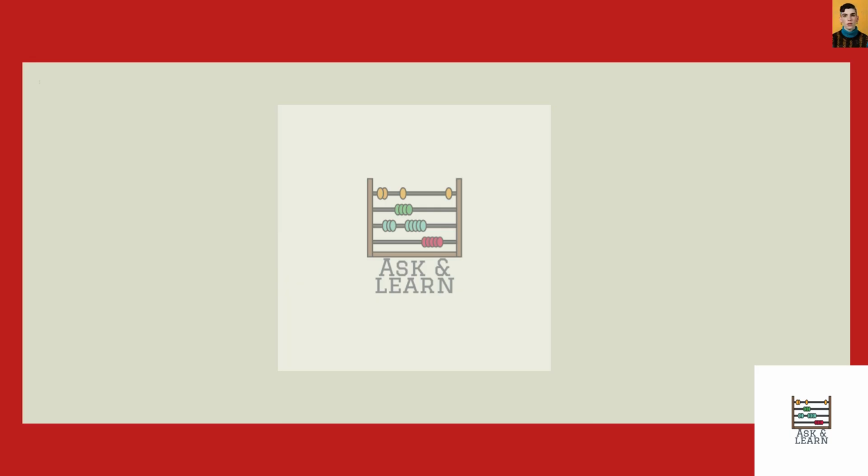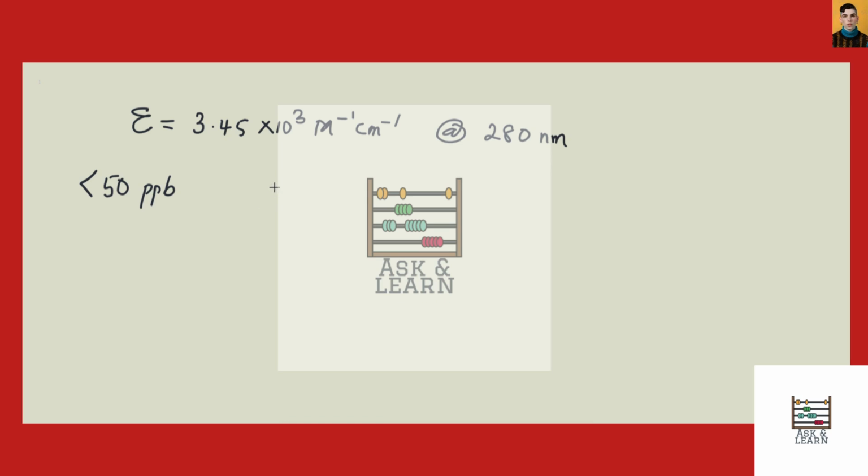All right, so this question said an impurity in water has an extinction coefficient of 3.45 times 10 raised to the power 3 per molar per centimeter at 280 nanometers. So that's the absorption maximum. Below 50 parts per billion, the impurity is not a problem for human health.